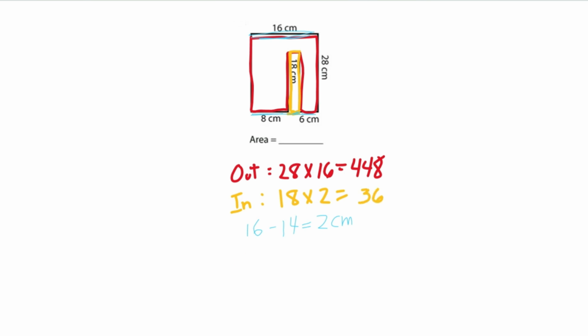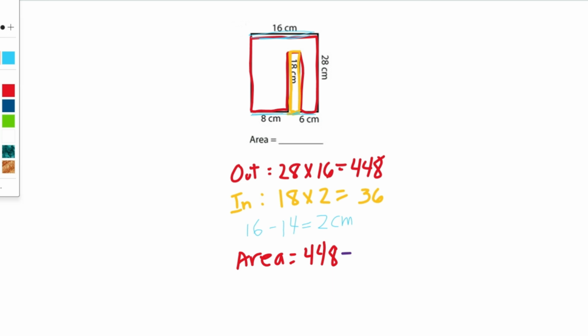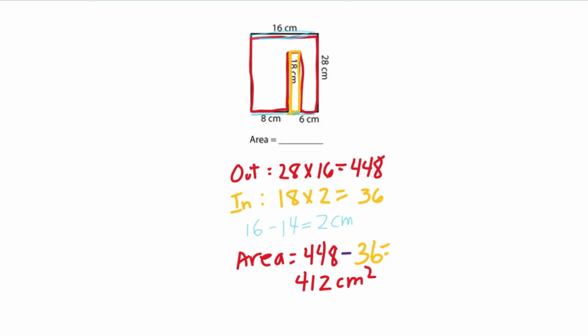So my area is equal to 448 minus the 36, because we're subtracting the inner part of that. And that equals 412 centimeters squared. So that would be my area. In this case, we subtracted the inner from the larger rectangle to get the area. And that's how you would find the area of composite figures.